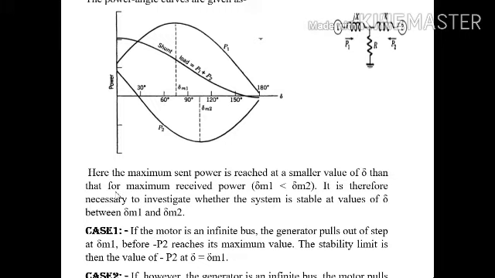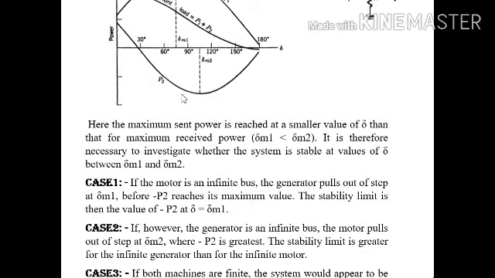So here the maximum sent power is reached at a smaller value of delta than that for maximum received power. That is, delta M1 is less than delta M2, as observed from these power angle curves. It is therefore necessary to investigate whether the system is stable at values of delta between delta M1 and delta M2. Again we are going to see three cases.